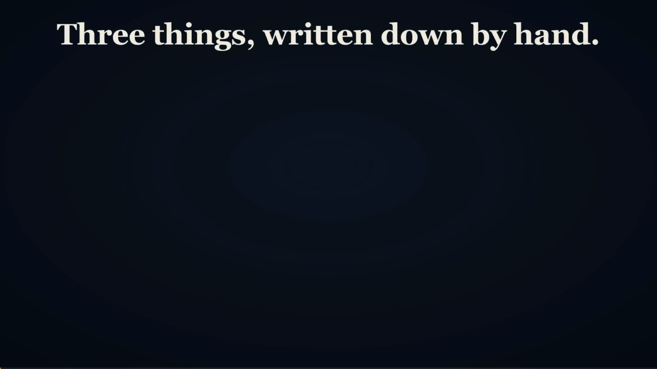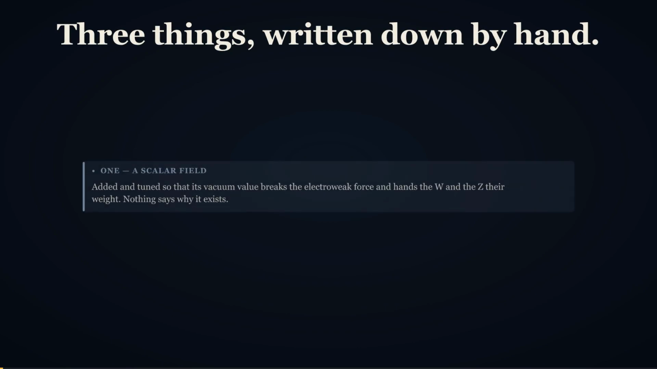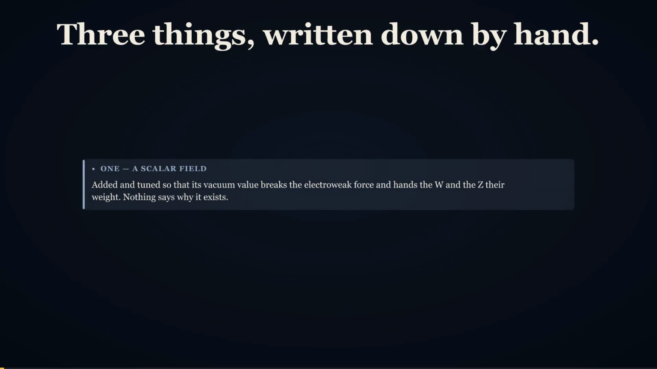Three things in the standard model are written down by hand and never explained. First, a scalar field added and tuned so that its vacuum value breaks the electroweak force and hands the W and the Z their weight. Nothing says why that scalar exists.